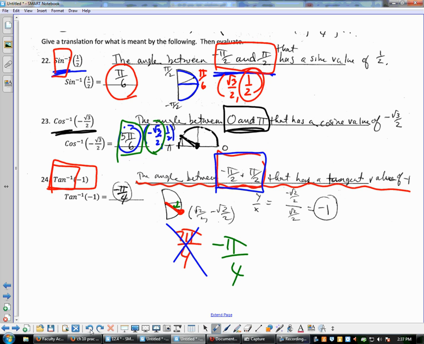Why is it negative pi over 4? Because that's where the ordered pair is square root of 2 over 2, negative square root of 2 over 2, and the y over the x is going to be negative 1.